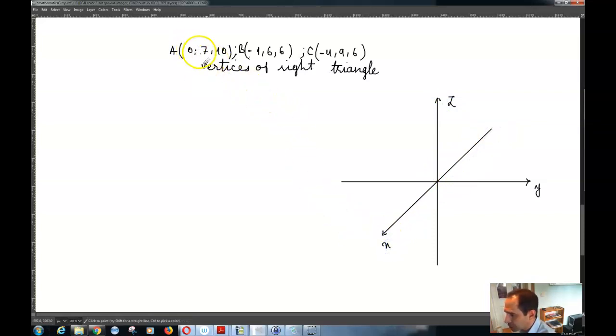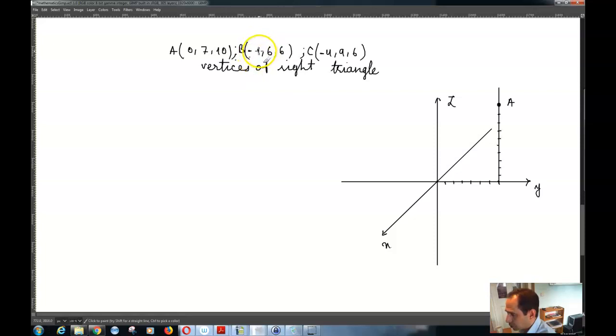So 0 would be 0 along the x-axis, 7 along the y-axis: 1, 2, 3, 4, 5, 6, and 7. And perpendicular to this plane, 10 units up: 1, 2, 3, 4, 5, 6, 7, 8, 9, and 10. So this would be point A. And you can see that this point is exactly on the YZ plane, since the x coordinate of this point is 0.